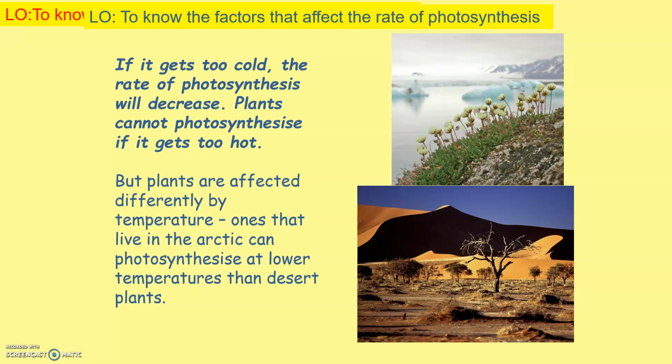So, if it gets too cold, the rate of photosynthesis will decrease. Plants cannot photosynthesize if it gets too hot. But plants are affected differently by temperature. So ones that live in the Arctic can photosynthesize at lower temperatures than desert plants. So plants are specially adapted for their habitat.